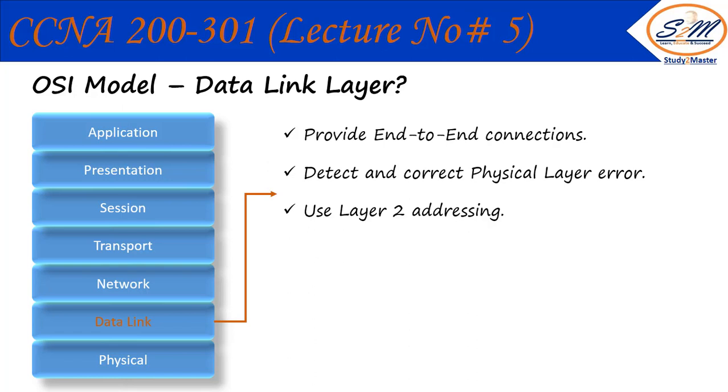Layer 2 addressing is different from layer 3 addressing. Layer 3 addresses are IP version 4 and IP version 6 addresses. These two are called layer 3 addresses, but a layer 2 address is called a MAC address, or physical address. Switches operate at layer 2 of the OSI model. That is why I reviewed the data link layer and OSI model from lecture 3 of this course, because a switch is a layer 2 device and operates at layer 2 of the OSI model.